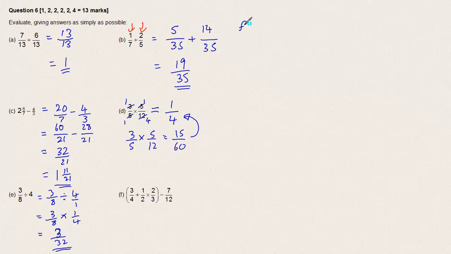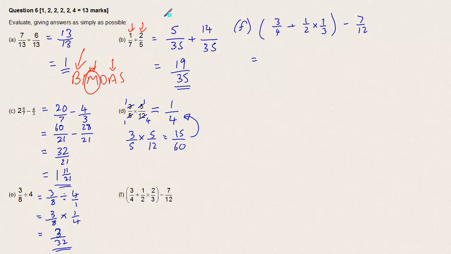Finally, I'm going to do part F up here because it takes a fair bit of working. So we have 3/4 plus 1/2 times 1/3, take away 7/12. Now, this is a BIDMAS problem. The brackets have to be done first, and inside the brackets we have an add and a multiply. So the multiply gets done first.